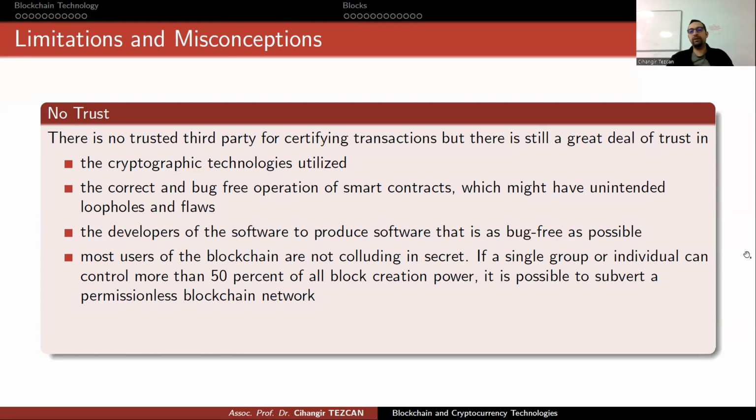If a single group of individuals can control more than 50% of all block creation power, it is possible to subvert a permissionless blockchain network. So what we are trying to say here is actually important. Nowadays, for instance, in the case of Bitcoin, you can buy hardware, but your mining power will be very small compared to the total mining power. So this is why you join a pool and work with others.